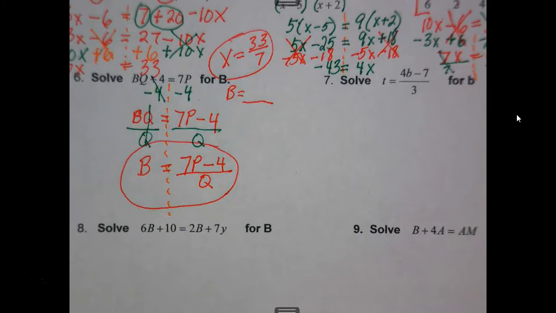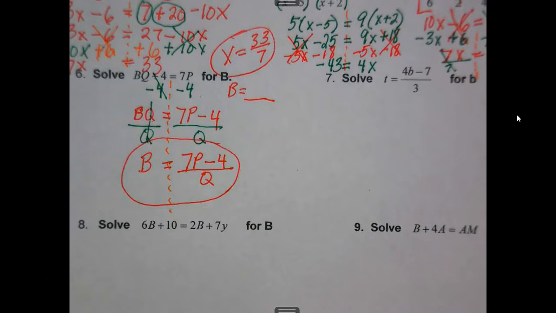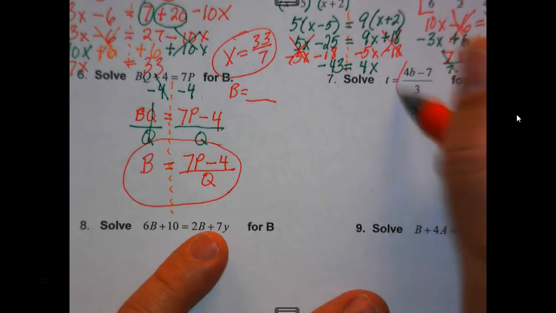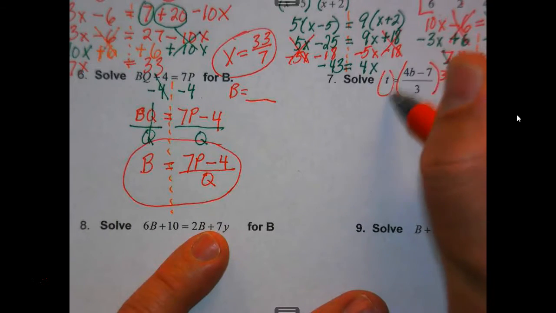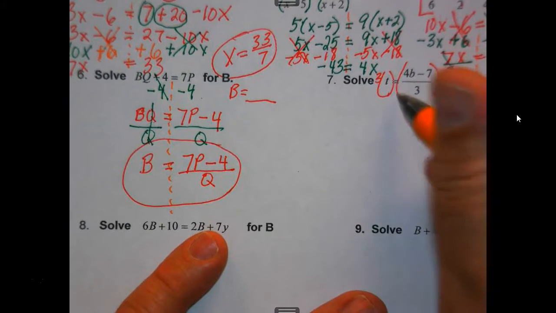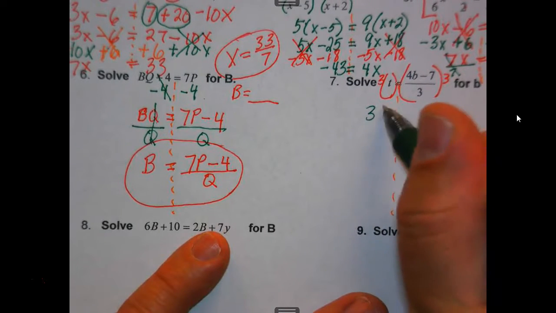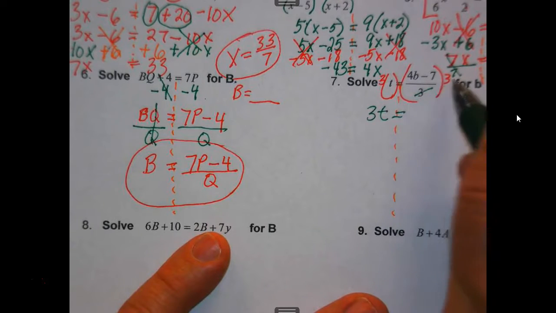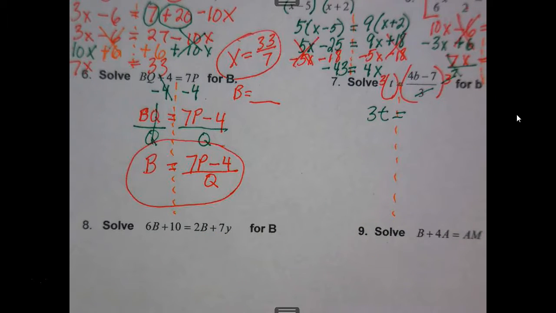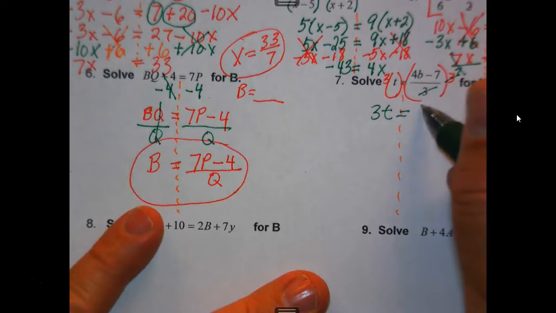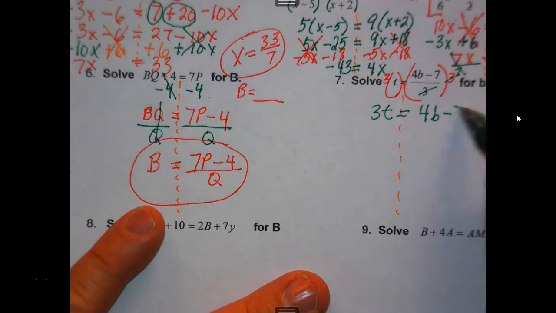Well, let me give you a hint. You hate fractions, right? How do you get rid of the fraction? How do I get rid of that denominator, divided by 3? Times 3. Okay, so the left-hand side, I get 3 times t, which is 3t. These 3's cancel. Students, please focus. I get 4b minus 7.